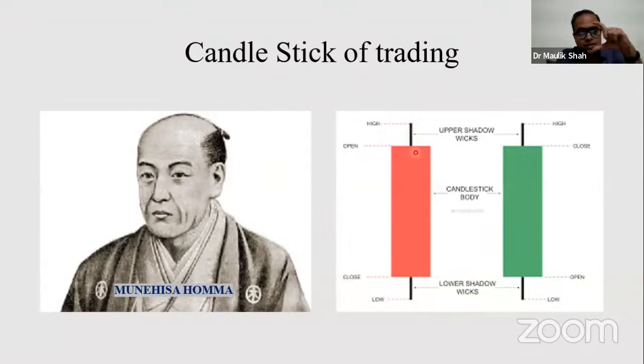Now the distance between the open and close price we call the real body. The highs and lows apart from the real body are the wicks. Similarly over here, this is a bullish candle. A bearish candle is one where the open price is high and the close price is low, whereas a bullish candle is one where the open price is low and the close price is high.